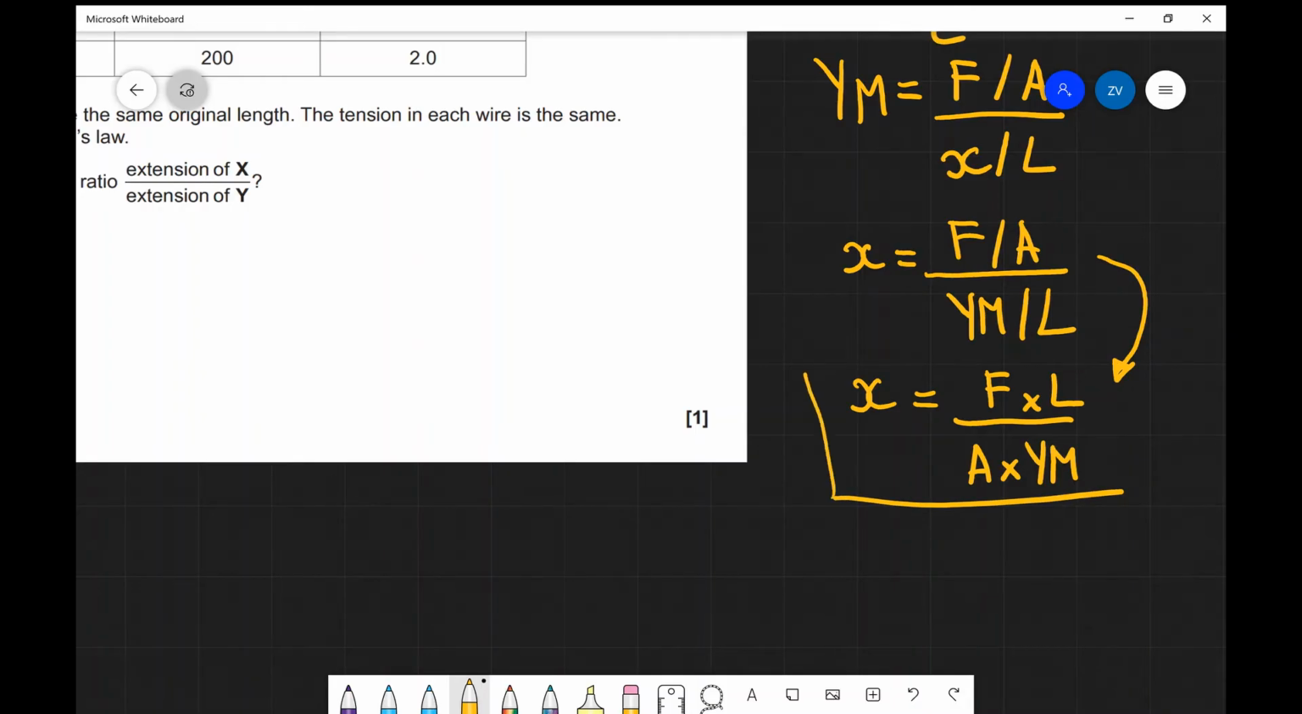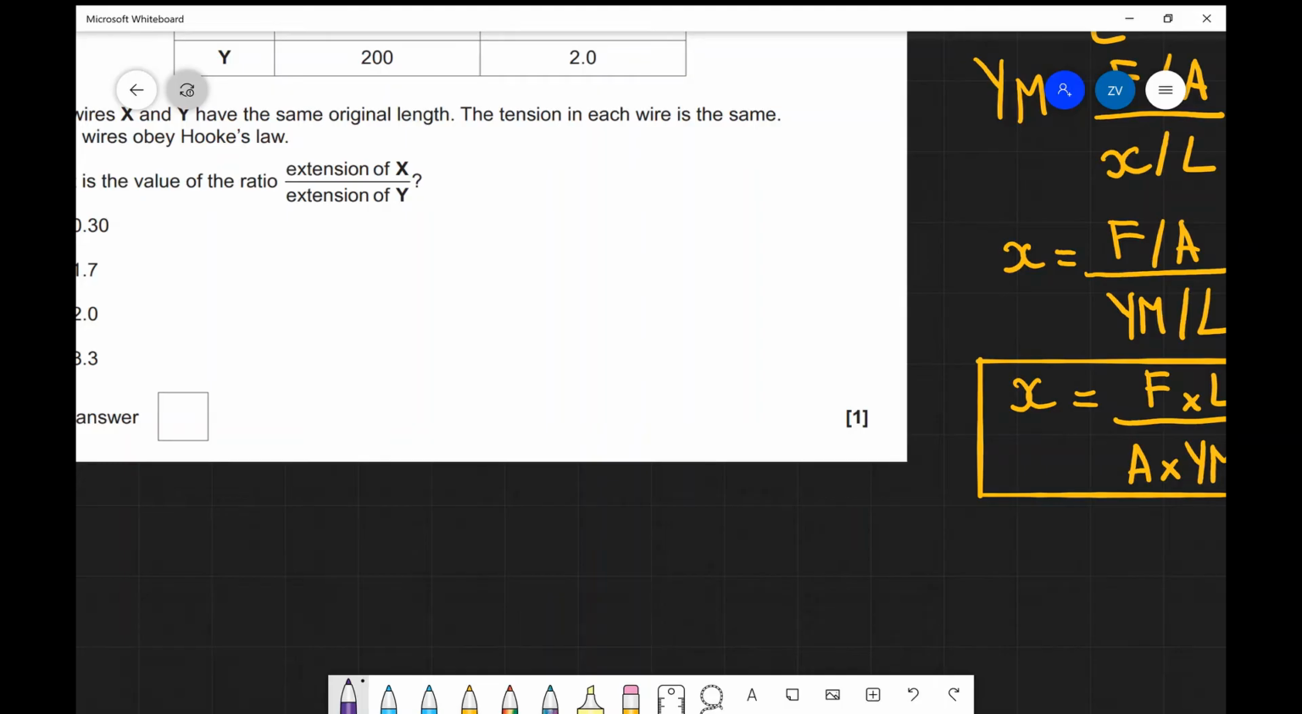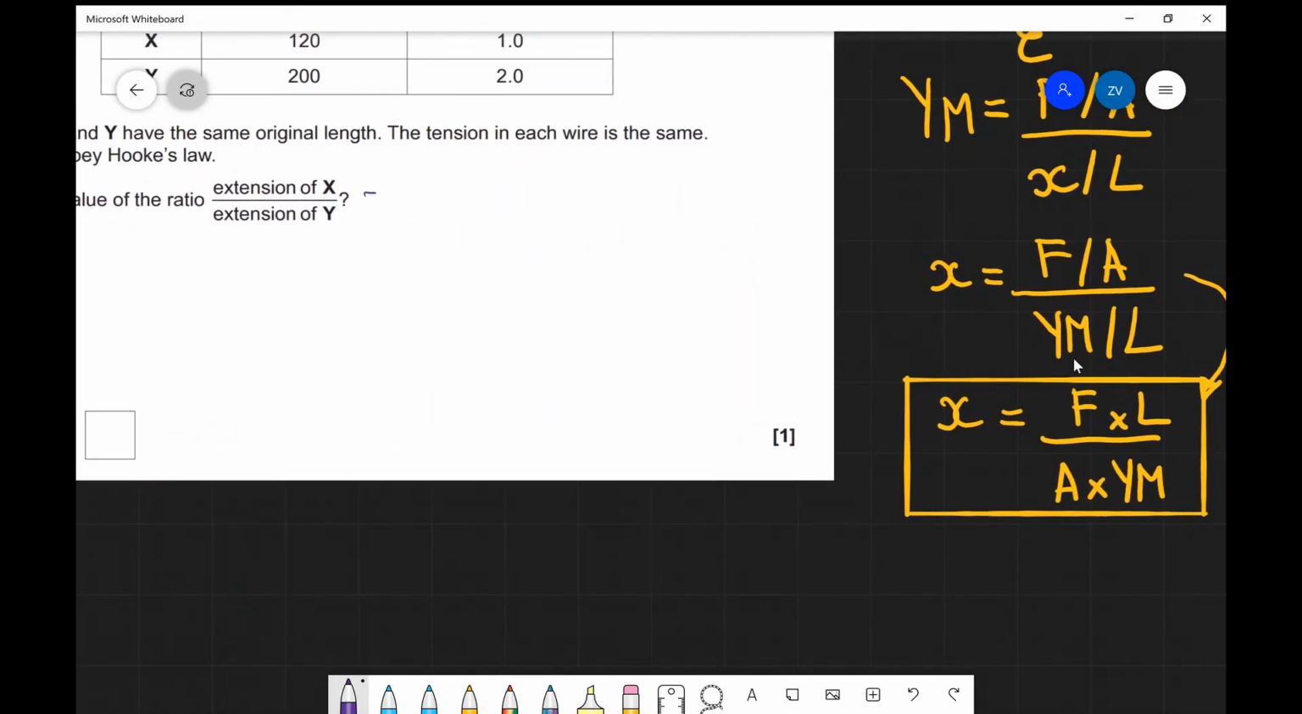Now remember, with ratios, what we need to do is just write the ratios out. So let's apply this for the extension of x. The extension of x will be F times L divided by the area of x times the Young's modulus of x. And we're going to divide that by the force applied on y, which is the same, multiplied by the length of y, which is also the same, divided by A y multiplied by Young's modulus of y.